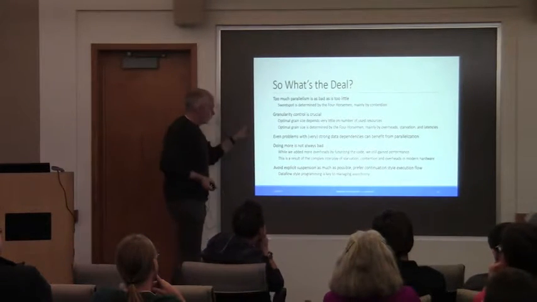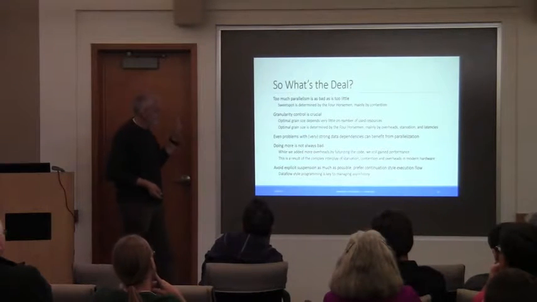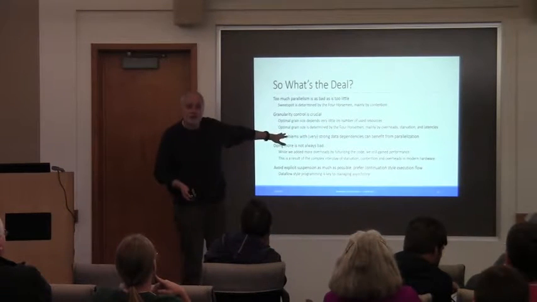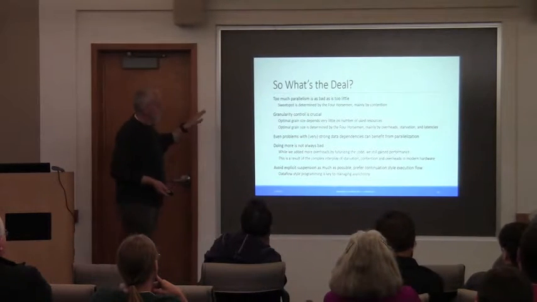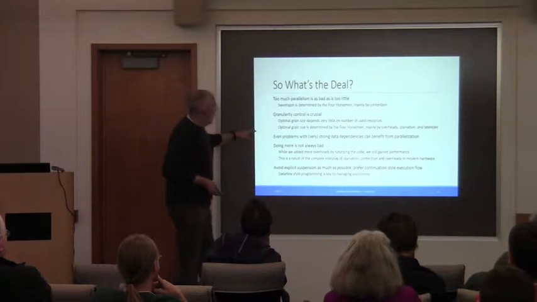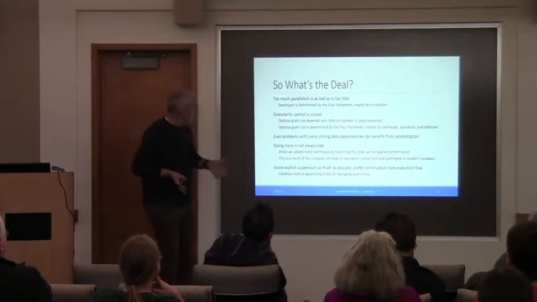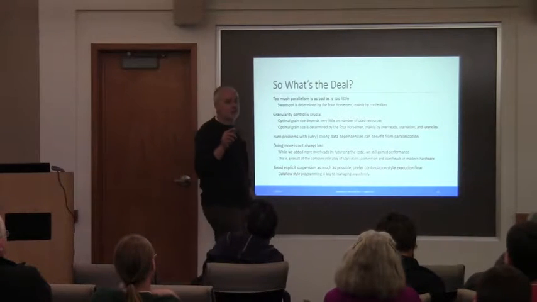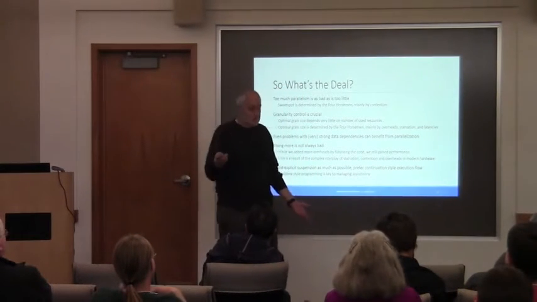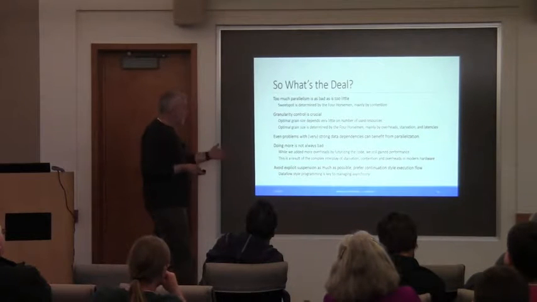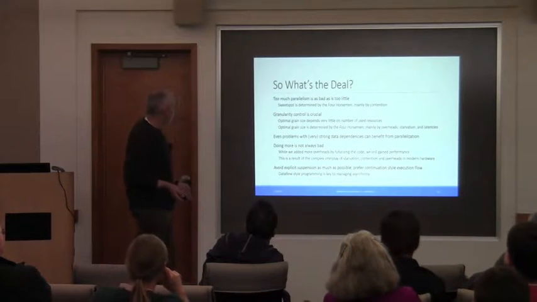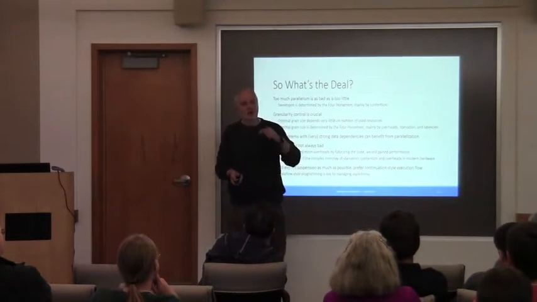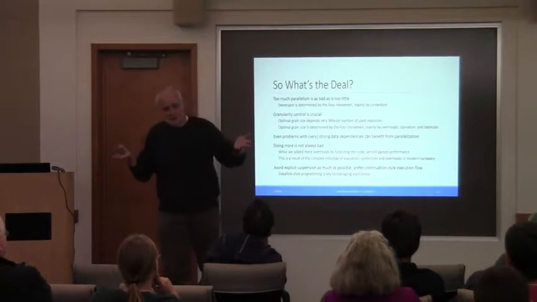Granularity control is crucial. The grain size depends very little on the number of used resources, which is an interesting observation. I haven't shown any numbers showing that, but take that away. And the optimal grain size is determined again by the 4 horsemen. Even problems with quite strong dependencies can benefit from parallelization, like Fibonacci. Doing more is not always bad. And avoid explicit suspension as much as possible. Prefer continuation-style programming. So that's my message to you.